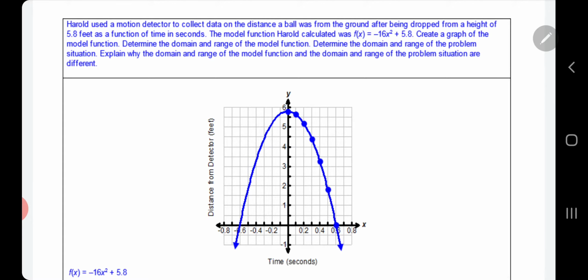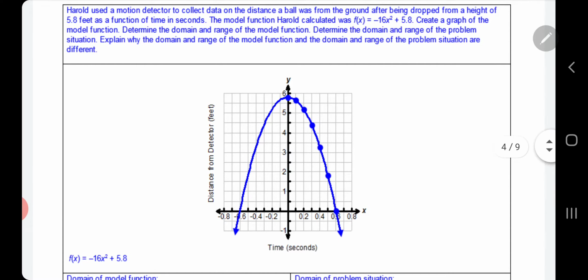Explain why the domain and range of the model function and the domain and range of the problem situation are different. Once again, we found the domain and range of the model function just looking at the function and describing the domain and range. Now, if we're talking about the domain and range of the problem situation, well, the domain and range is a little bit different because we are restricted by a word problem. For example, our domain is our time. And Harold dropped the ball when it was 5.8.